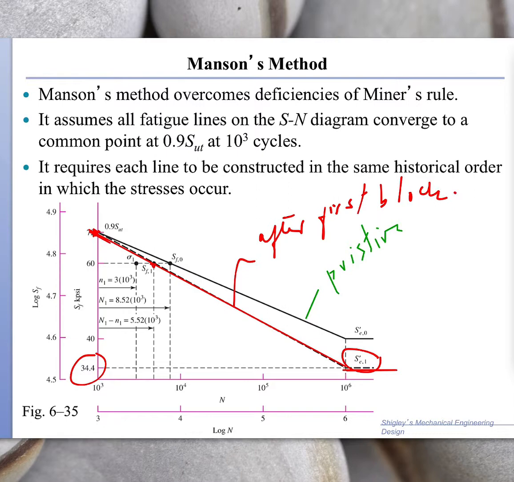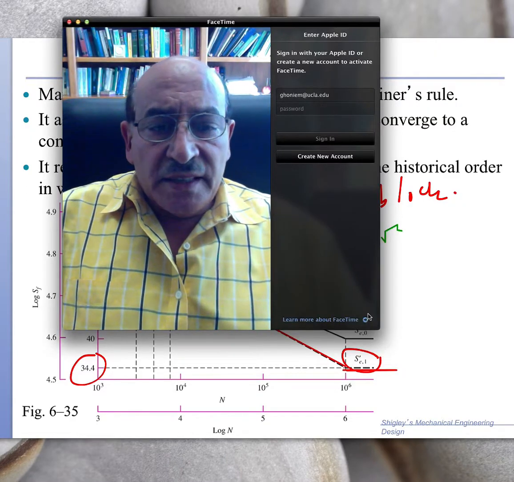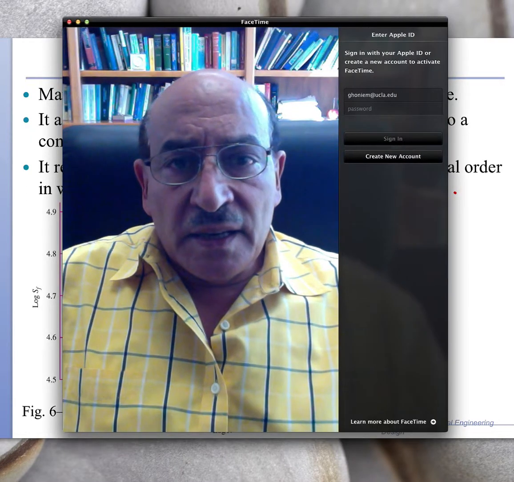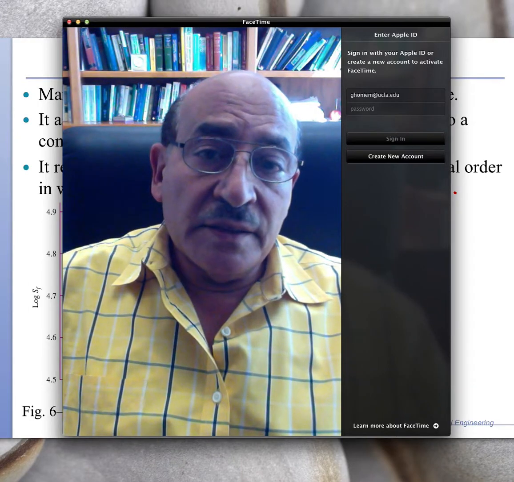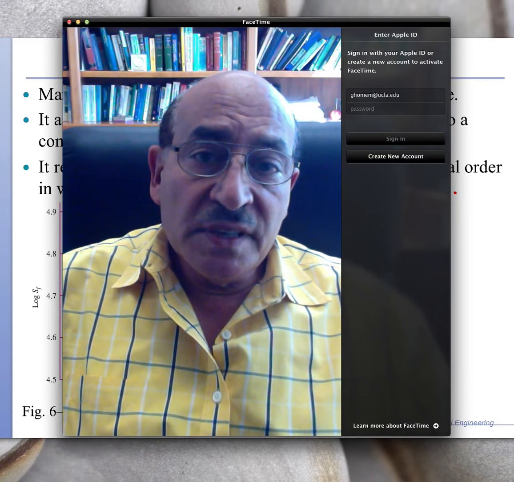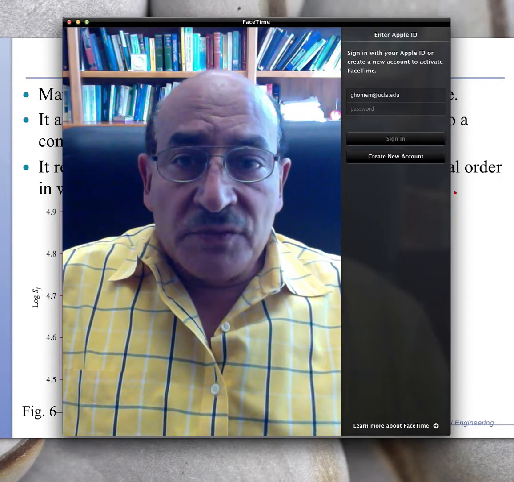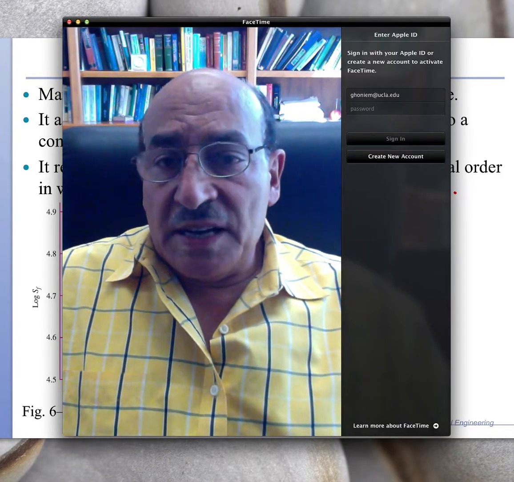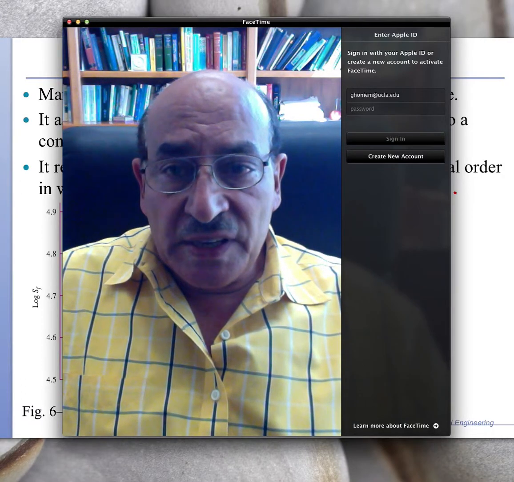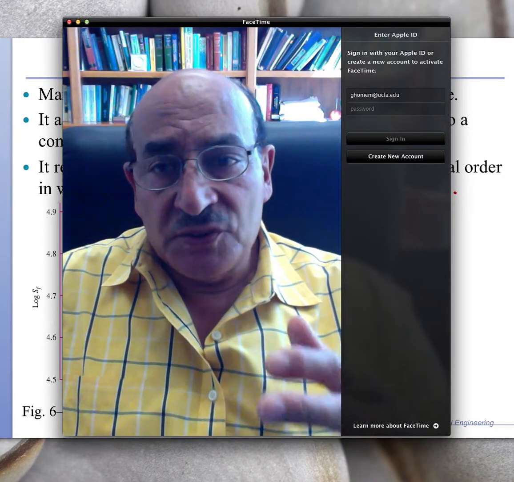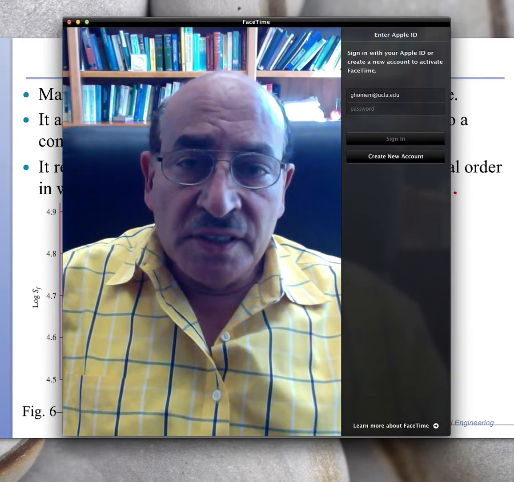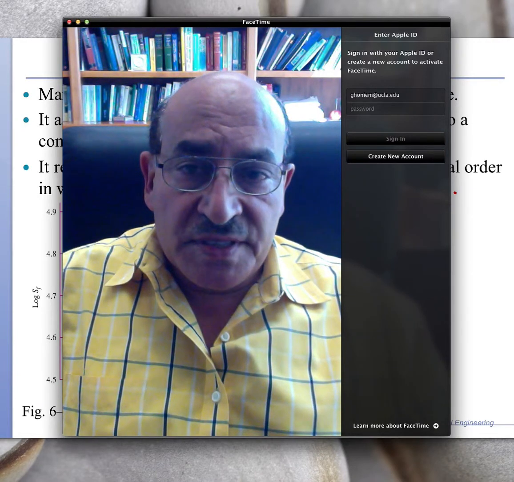So these kinds of calculations make the design more exact and more complex at the same time. So we have to use them, for example, in our project if we want to do very detailed calculations, so we can account for the accumulation of fatigue damage from one cycle to another.